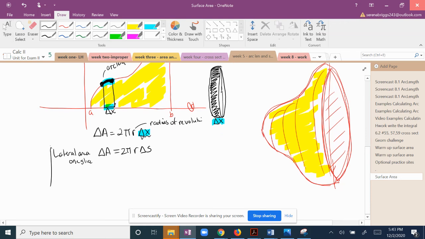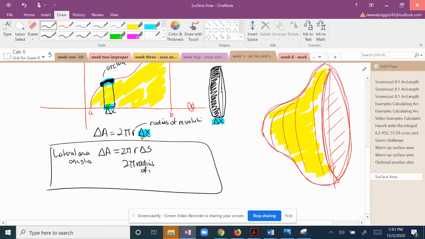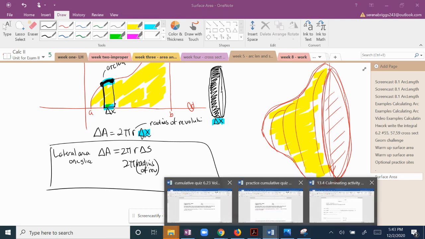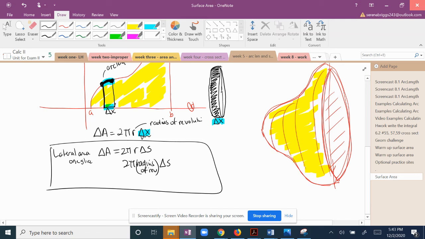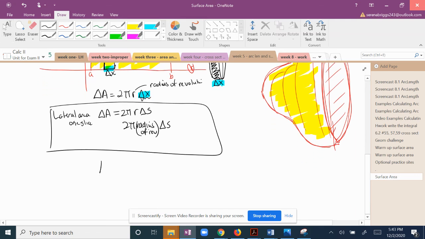It is 2 pi times the radius of revolution, whatever that's going to be. In this case, that radius of revolution is actually the curve, times delta s. So when you want all the surface area of revolution, it's going to be a limit of a Riemann sum. Take all those slices and add them together from A to B. You'll have a 2 pi on the outside, kind of like shells, a radius of revolution, and then you're multiplying by delta s, which turns to ds.